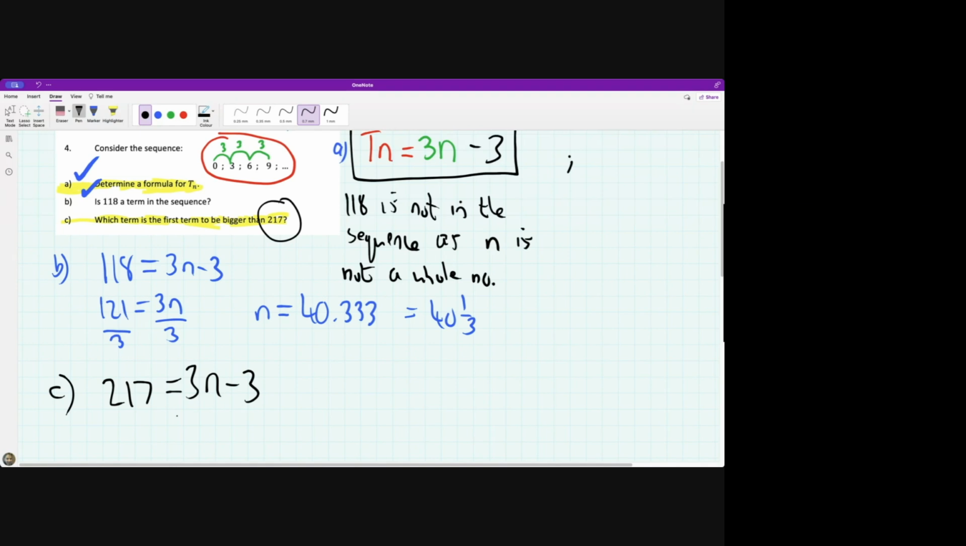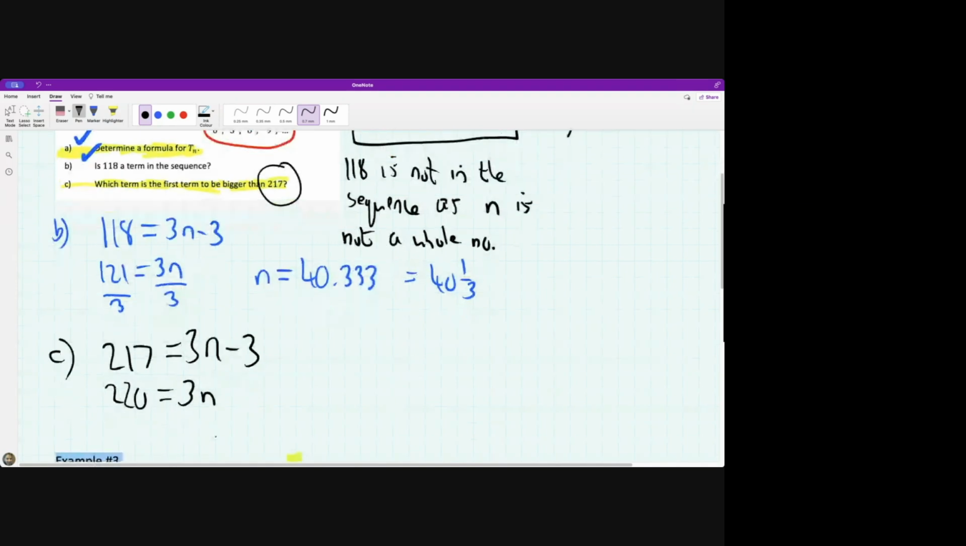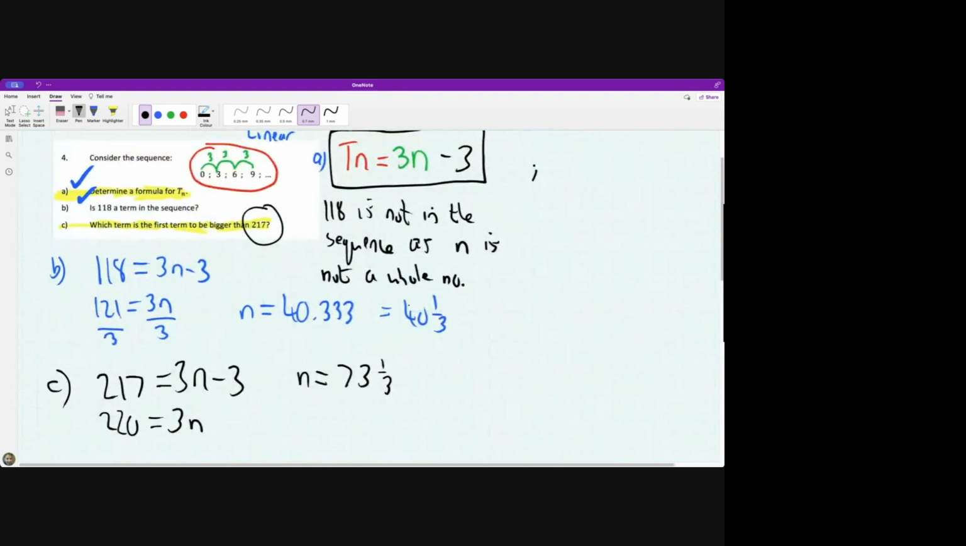So I add 3 to both sides, and I get 220 equals 3n. And then I divide both sides by 3, and I get 73 and a third. Okay, now, what that means is that 217 is not in this number pattern. Now remember, I need a term which is bigger than 217. What is going to be the next term that is allowed after 73 and a third?